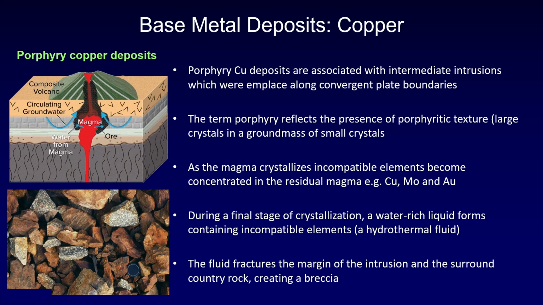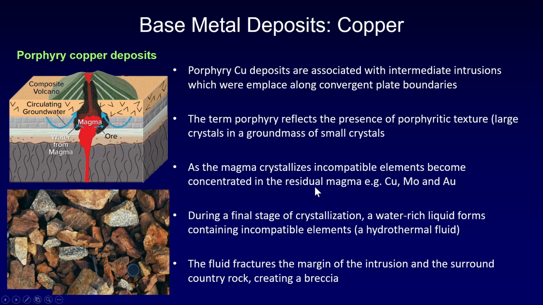So how do we form porphyry copper deposits? Well, we begin by having a magma that's moving into the crust. And as that magma moves into the crust, it becomes stuck. It gets stuck and forms a magma chamber. And the composition of this magma is going to be intermediate, and it's formed at a convergent plate boundary.